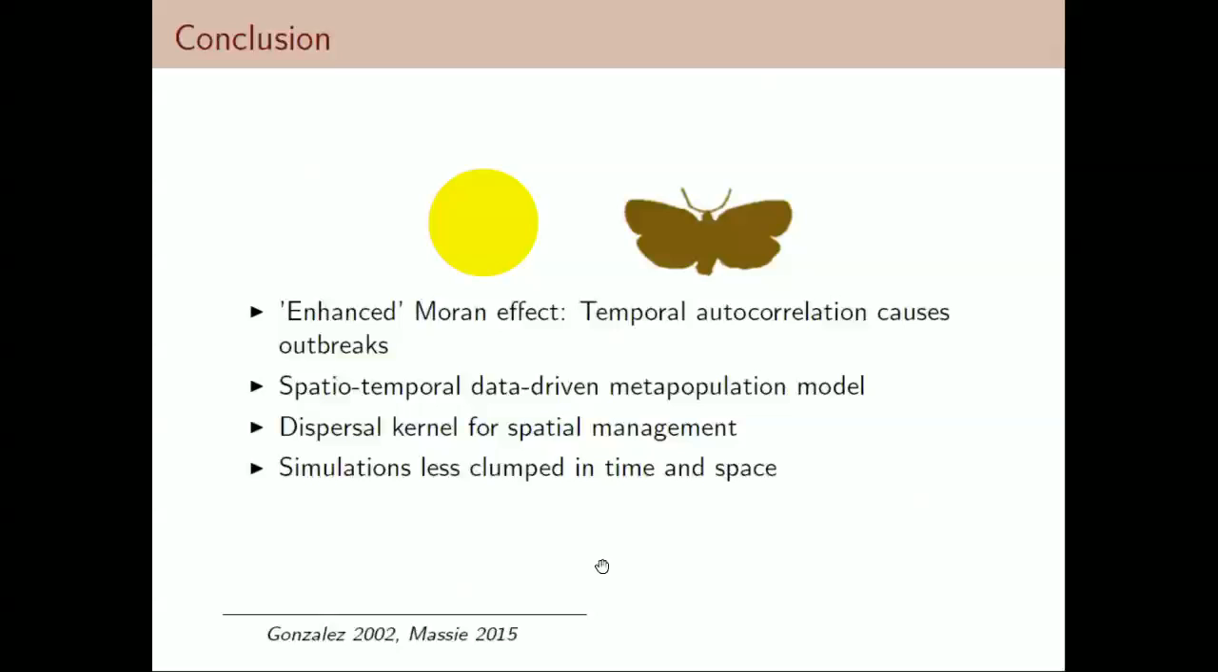And we were able to study this because we made the spatial-temporal metapopulation model that was completely parameterized from the observed data. And it's interesting to have this kind of dispersal kernel to understand how we can minimize outbreaks. If we know dispersal is important and what it looks like, then we can make a kind of management to minimize dispersal and outbreaks. But this isn't the whole story, because you saw that the simulations were less clumped in space and time. So, thank you.